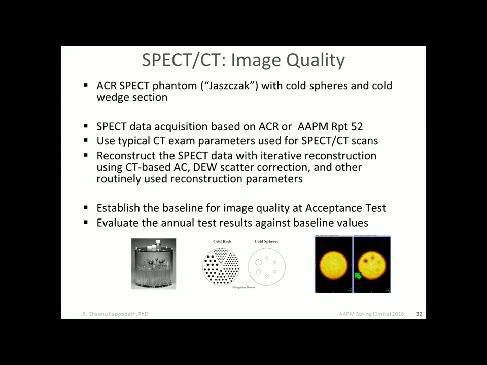The other area is that we want to encourage people to do a SPECT CT image quality test. In this case, you follow the ACR paradigm to acquire the SPECT data. You do a CT, and you do your traditional iterative reconstruction with scatter correction and attenuation correction, and then you have a baseline of what your SPECT CT image quality looks like. Then on an annual basis, you repeat this and trend it historically with time to see if the performance is changing or not.